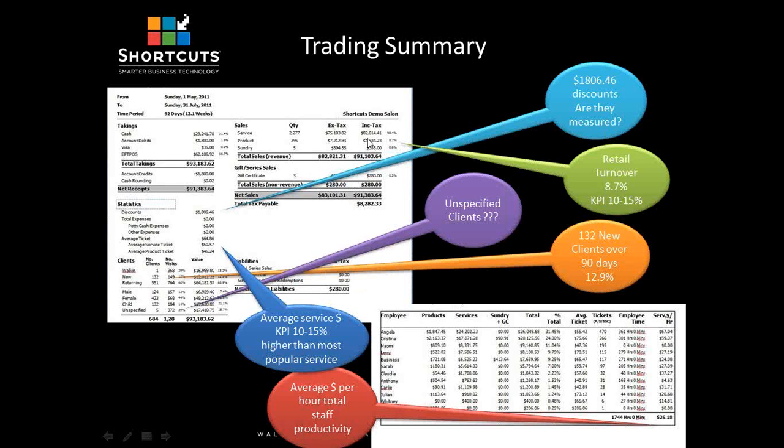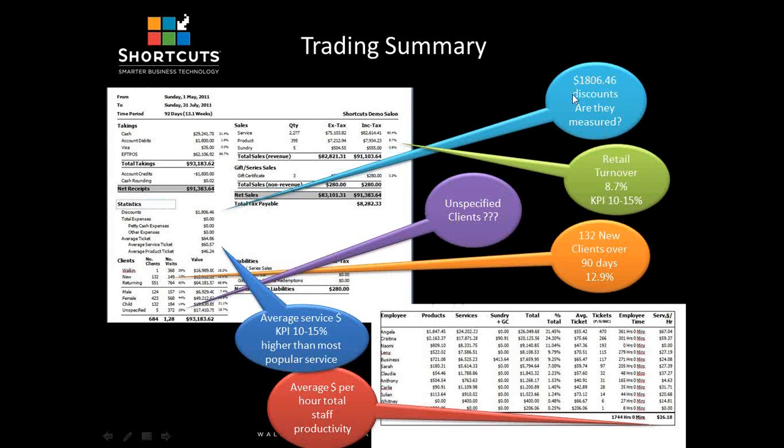Up the very top it breaks down our sales. So here we see that we've had 2,277 services in that time period with that amount, and then it shows us our percentage as well. So we've done about 8.7% in retail for that period, and this period is about 92 days, so about 3 months. So we basically like to see our KPI here is about 10 to 15% normally, so this one's a little bit low. We should try and increase our product sales for this site.